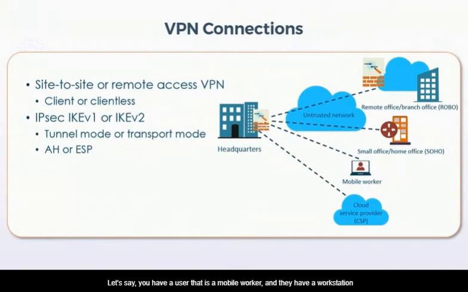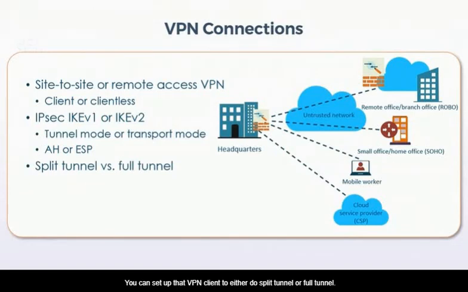Let's say you have a user that is a mobile worker and they have a workstation with a VPN client installed and they're working from home. Maybe they used to work in the office, but something came up and now they're a teleworker. You can set up that VPN client to either do split tunnel or full tunnel. If it's full tunnel, everything that the mobile worker does on their workstation goes back through the VPN gateway at the headquarters so that you can do URL filtering, content security, data loss prevention, all those really good things.